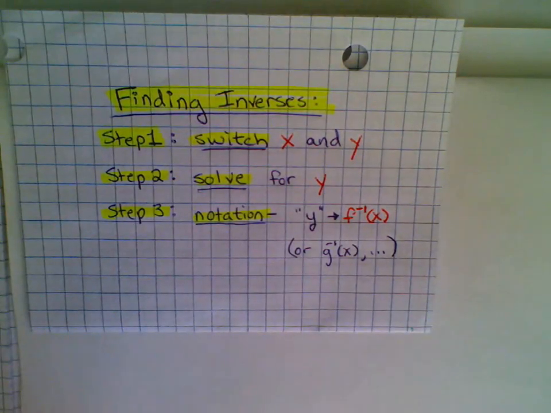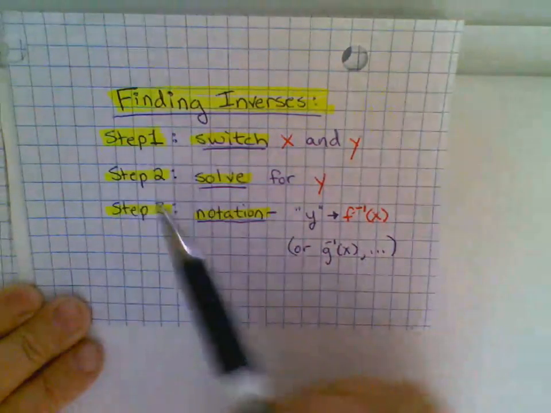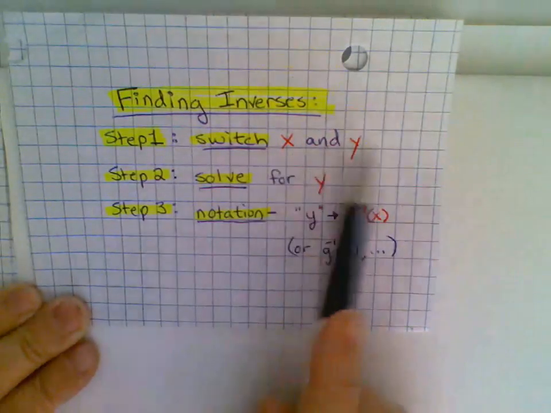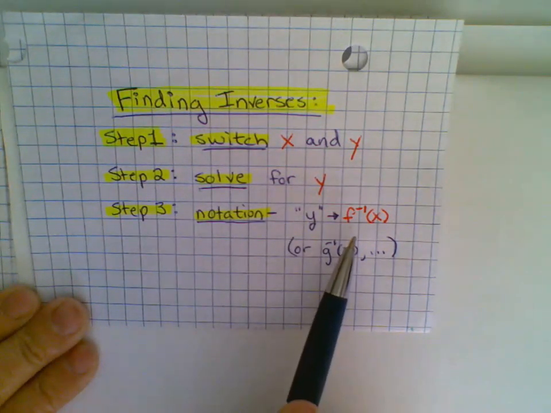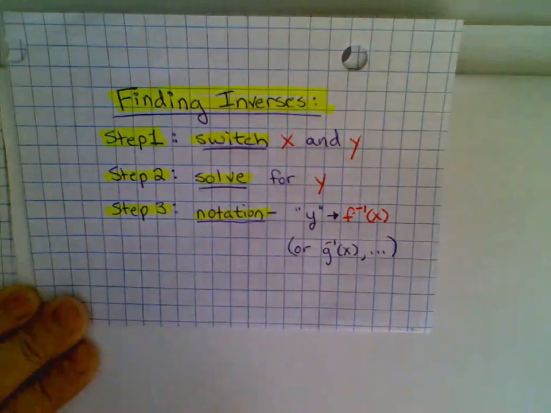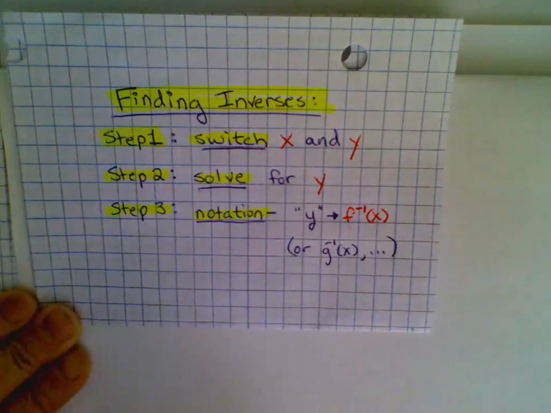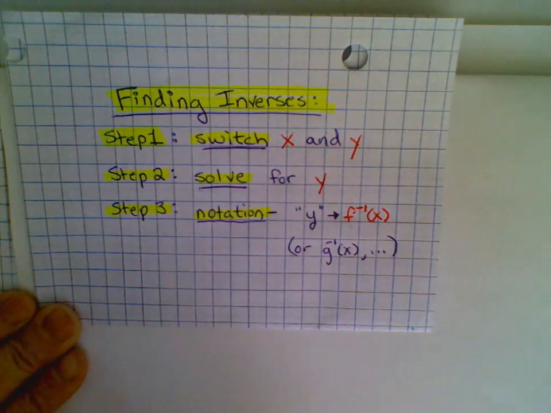All right, I'm going to do one more inverse problem. So just a reminder of the steps. First, you're switching x and y, then you're solving for y, and then you're using your proper notation where this little -1 means inverse. If you haven't already written this down, pause the video and write down the steps. You're going to want that to refer to.